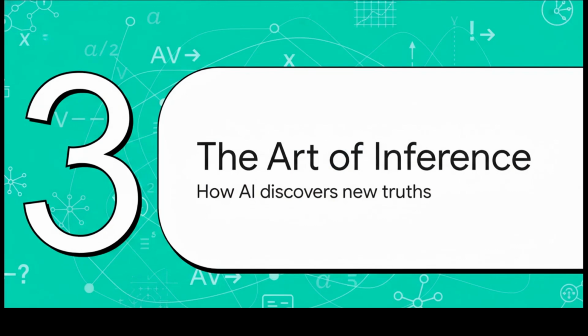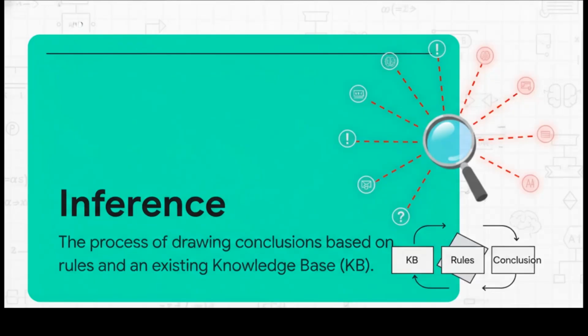Okay, so let's recap. Our AI has a language and it has some facts about the world. But how does it actually use that knowledge to figure out something new, something it hasn't been told directly? Well, this is where we get into the art of inference. Inference is really the engine of all this logical reasoning. It's the process of taking all the stuff in what we call the knowledge base, or KB for short, and using a set of formal rules to come up with new conclusions.